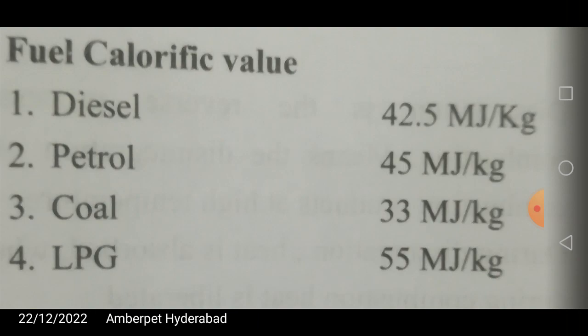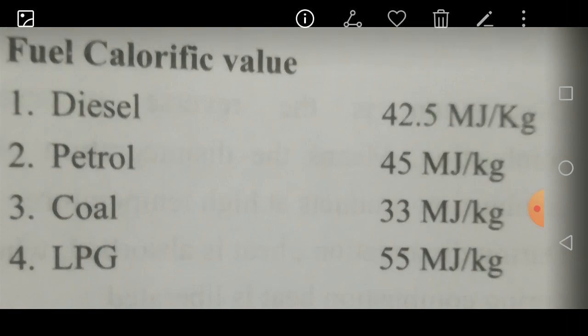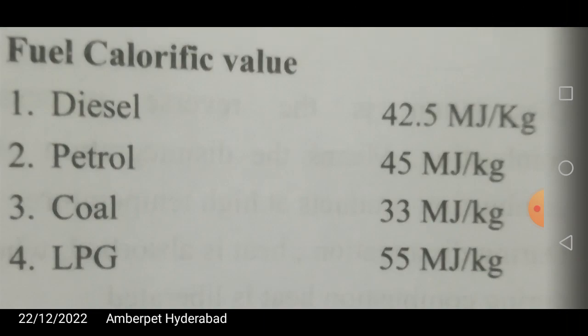Assuming that carbon, hydrogen and sulfur are present in the fuel, the calorific value of carbon is 33,800 kilojoules per kg, hydrogen is 1,44,000 kilojoules per kg, and sulfur is 9,279 kilojoules per kg. Okay friends, the calorific value of carbon, I think it is 33,800.